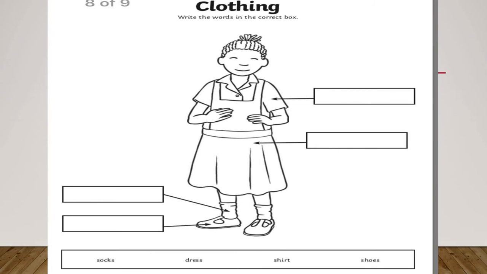Now moving on to the next photo. Before I explain anything, again the options are there: socks, dress, shirt, shoes. So this is a kind of school uniform, isn't it? Okay. So I'll give you 2 seconds for each box. You will just shout the answers if you know. So what is the first box? If you know, just speak the answers.